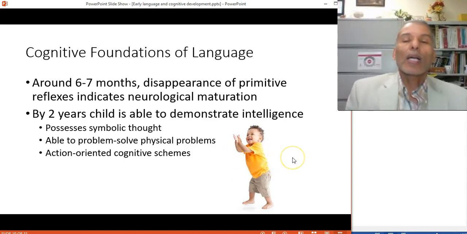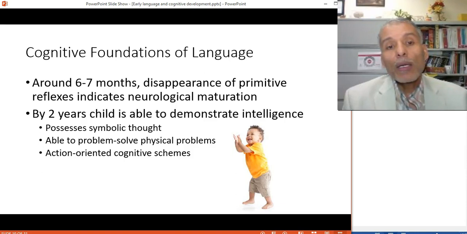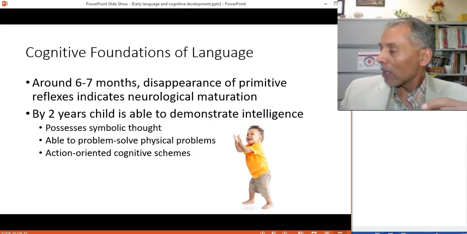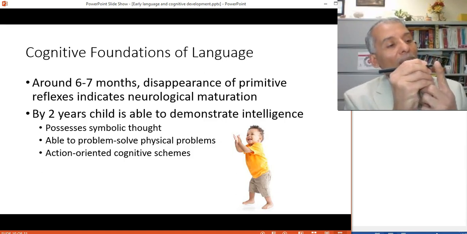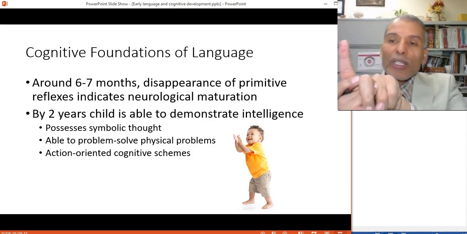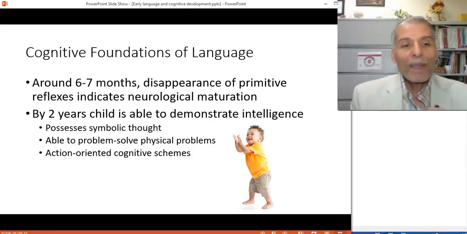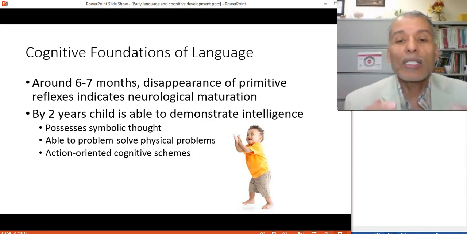By age 2 years, the child is able to demonstrate intelligence. That means, these are ways that the child demonstrates. Number one, the child shows that he or she possesses symbolic thought. They can understand, for example, that you can go like this, and pretend that you are a person. That is symbolic thought. And they use that to do symbolic play. And they pretend they are like a firefighter, a doctor, this, that.